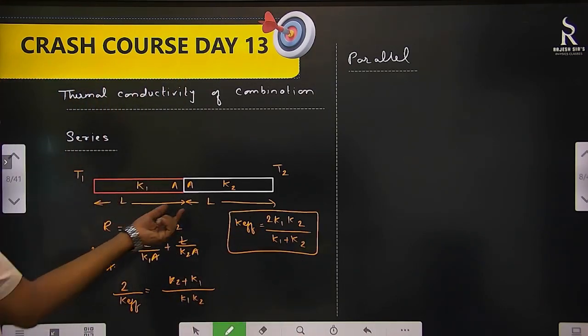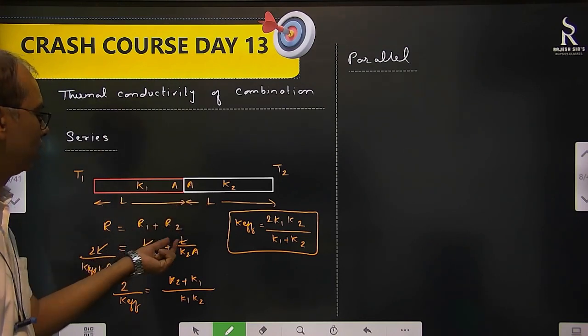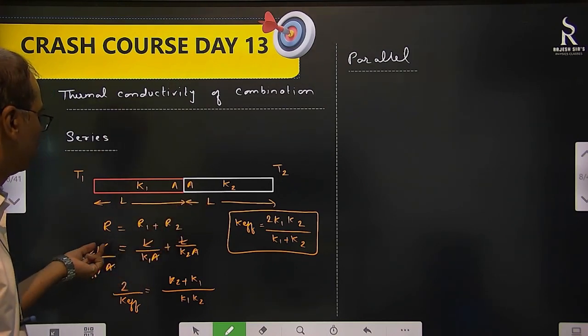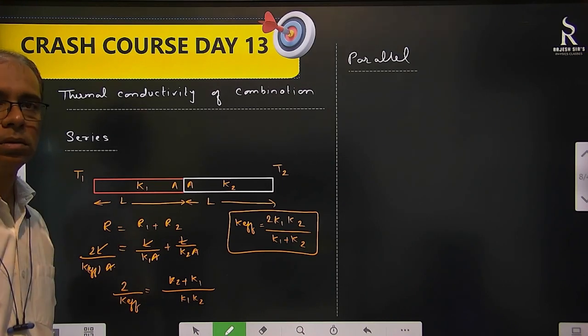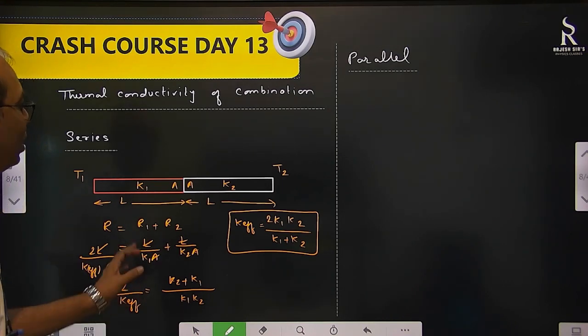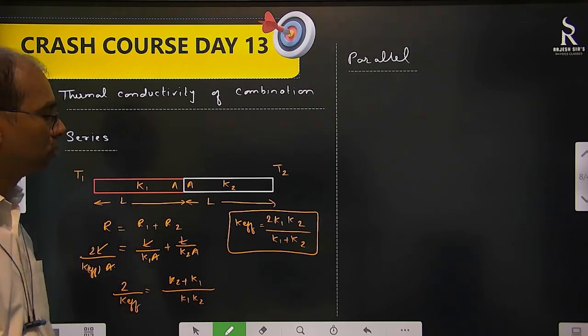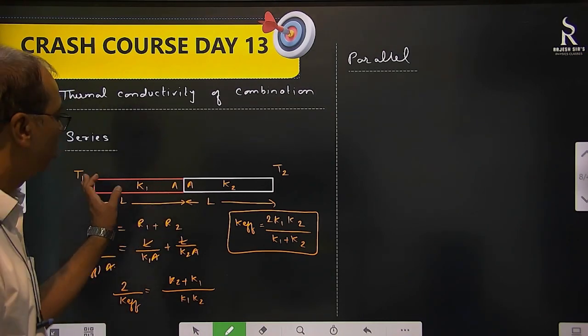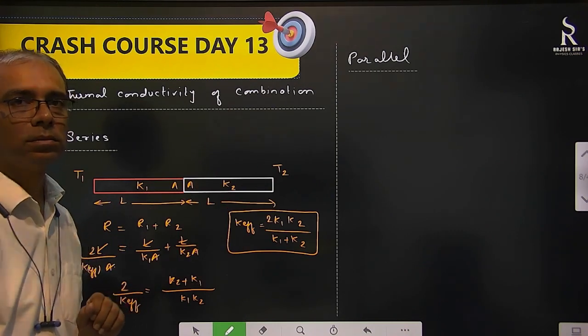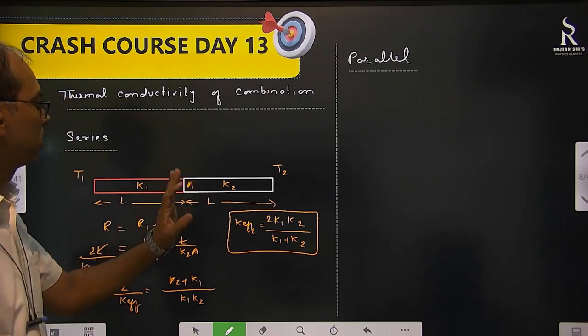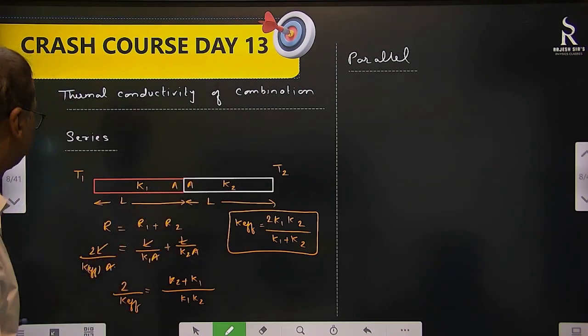Okay, if L1 and L2 are given, no problem. Here it will be L1, here it will be L2, and in place of 2L it will become L1 plus L2. That only is the difference. Area cannot be different in this case. Area will be different in parallel combination. Here the area will be the same because you want the same current to pass, so the resistances have the same area.